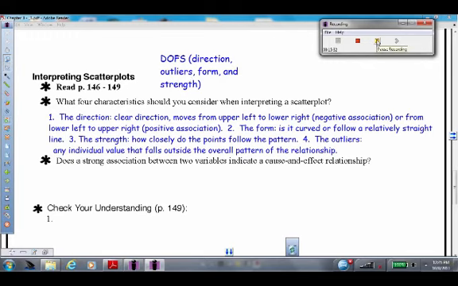When discussing the form of a relationship, don't let one or two unusual values influence your description. For example, if covering up one value makes the form go from nonlinear to linear, you should call it a linear association with an outlier. That is especially true for small sets of data. Okay, does strong association between two variables indicate a cause and effect relationship? No, it does not. It does not imply that at all.